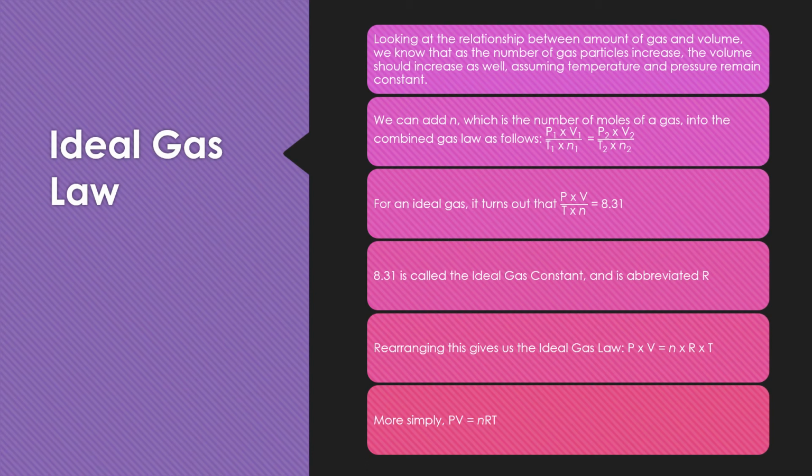The ideal gas law is PV equals nRT, or the pressure of a gas times the volume of a gas equals the number of moles times the temperature times the ideal gas constant. Let's look at how we can put this formula to use.